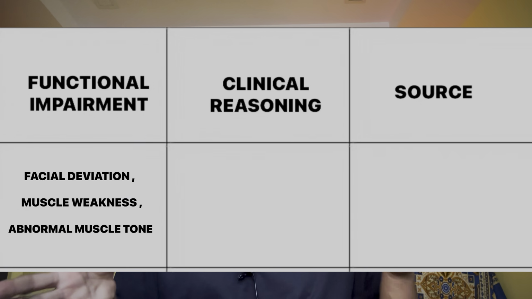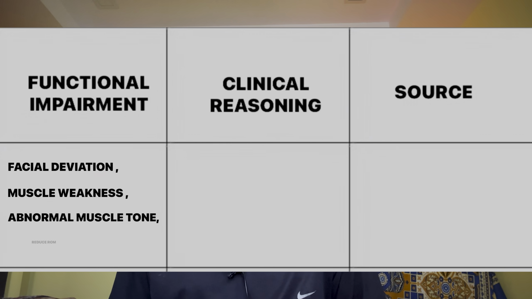Then initially the patient will be having abnormal muscle tone, that is, the patient may be having flaccidity or else the patient may be having spasticity. Then due to weakness, the patient will be having impaired range of motion. So all these things come under functional impairments. So there are some common functional impairments for the neuro patients, and common functional impairments for the ortho patients.